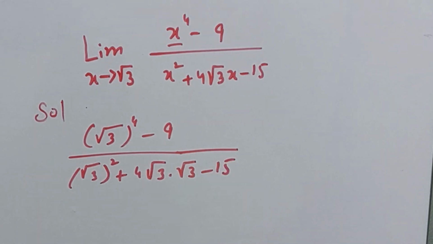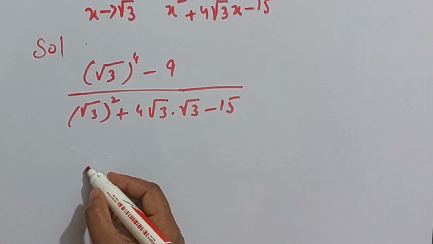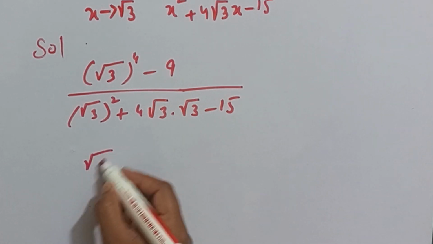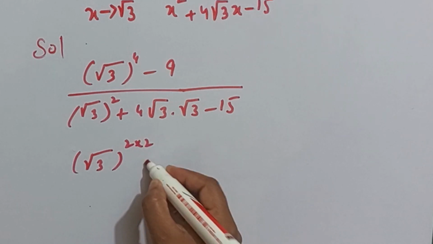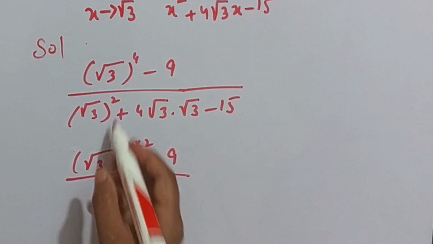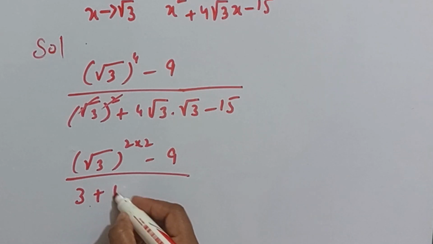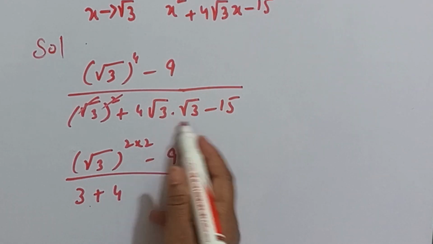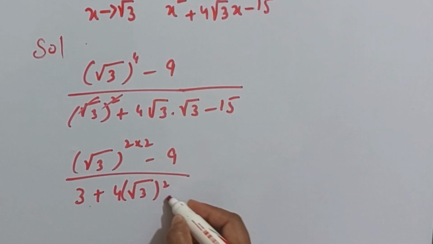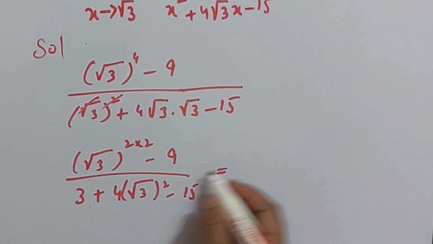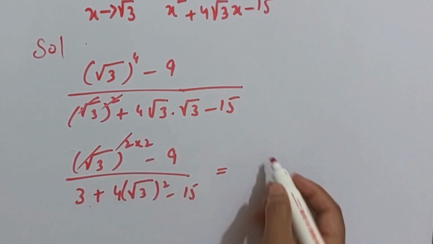Now we simplify this. We write square root 3 raised to the power 4 by splitting the exponent as 2 multiplied by 2, minus 9, over this. The square and square root cancel, and we just get 3, plus 4 multiplied by square root 3 times square root 3, which gives square root 3 raised to the power 2, minus 15. The square and square root cancel, and we just get 3 raised to the power 2, which is equal to 9.